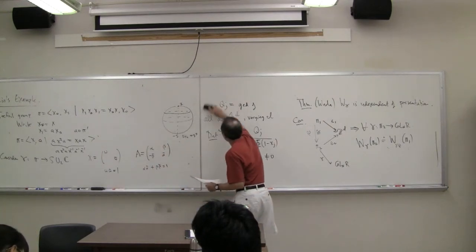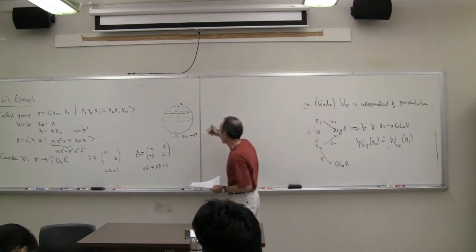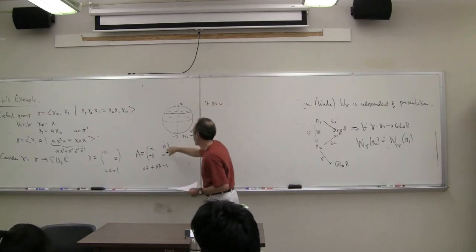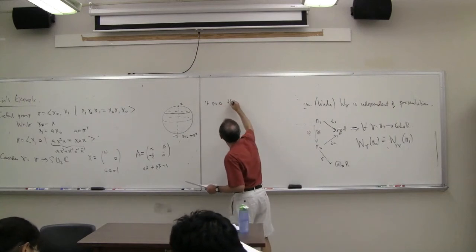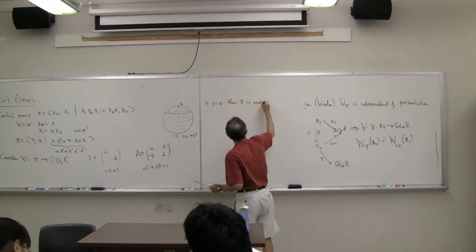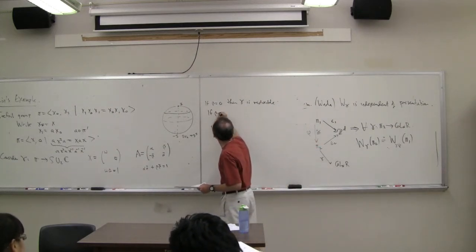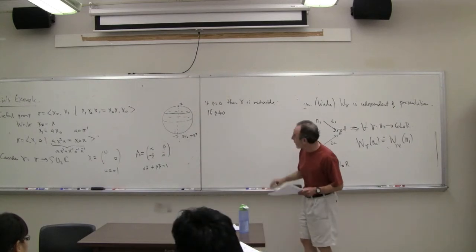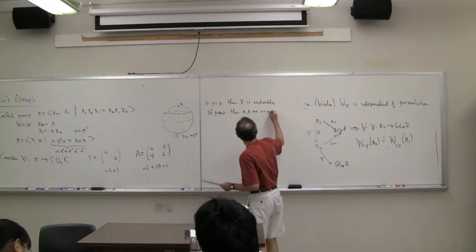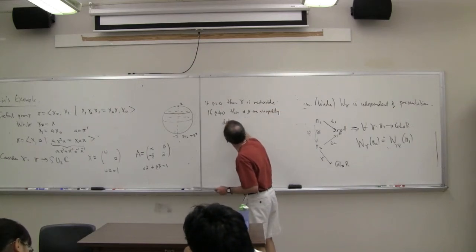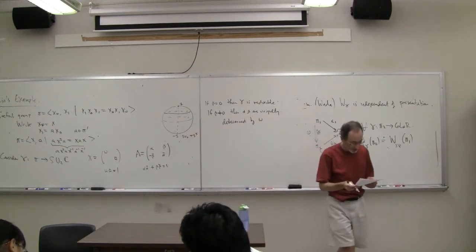So, first of all, let me say if beta is 0, then this is going to be a reducible representation. And if beta is non-zero, then alpha and beta are uniquely determined by omega. It's not too difficult to check.